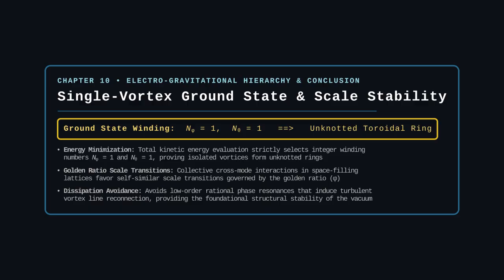While an isolated single vortex ring strictly minimizes its rest energy at a one-to-one integer winding ratio, we conjecture that when the vacuum substrate is driven into a space-filling network or standing acoustic lattice, collective cross-mode interactions favor self-similar scale transitions governed by the golden ratio. This mechanism avoids low-order rational phase resonances that would otherwise induce turbulent vortex line reconnection and energy dissipation, providing the foundational stability of a vacuum.